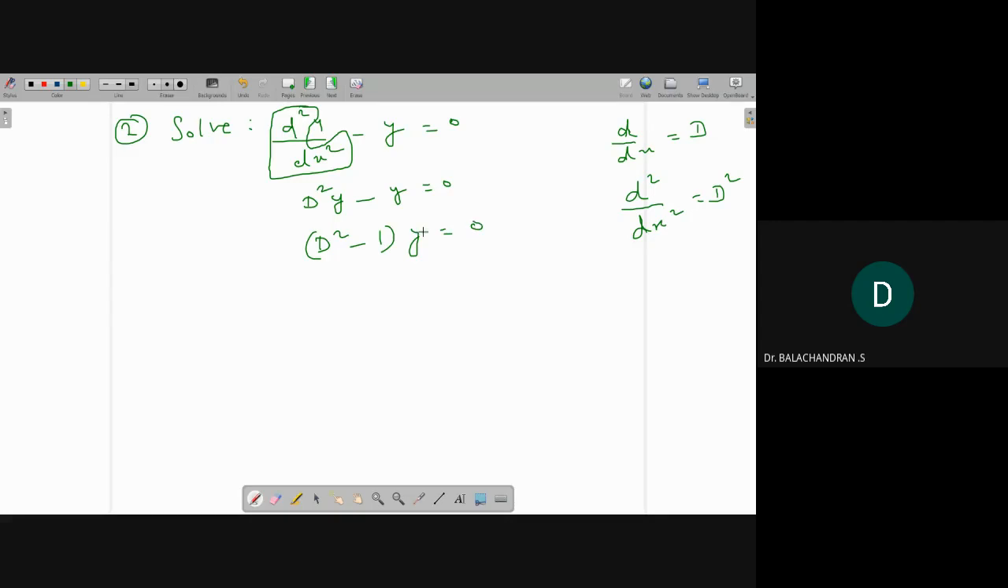So solve the ancillary equation. Instead of D, replace by m. So m square minus 1 into y equal to 0. Either m square minus 1 equal to 0 or y equal to 0. If y equal to 0, there is nothing to prove. So I'm assuming m square minus 1 equal to 0. So m square equal to 1 and m equal to plus or minus 1. If m is plus or minus 1, the roots are real and distinct.